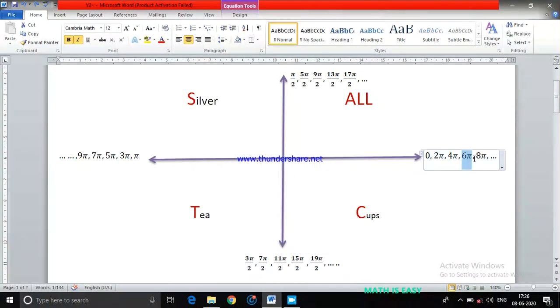12 pi by 2 is 6 pi, 13 pi by 2, 14 pi by 2 is 7 pi, 15 pi by 2, then 16 pi by 2 is 8 pi, 17 pi by 2, then 18 pi by 2 is 9 pi, then 19 pi by 2, then it will come 20 pi by 2, 21 pi by 2, 22 pi by 2, 23 pi by 2, 24 pi by 2, 25 pi by 2, 26 pi by 2, 27 pi by 2, and so on.